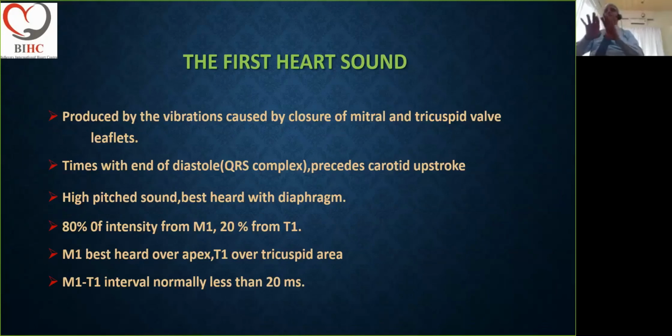But if M1 and T1 get separated by a wider interval, as would happen in complete right bundle branch block or with Ebstein's anomaly, the first sound can be heard split. When you hear it split, it means that the T1 is audible in addition to M1. Therefore, you would hear the split in the tricuspid area.